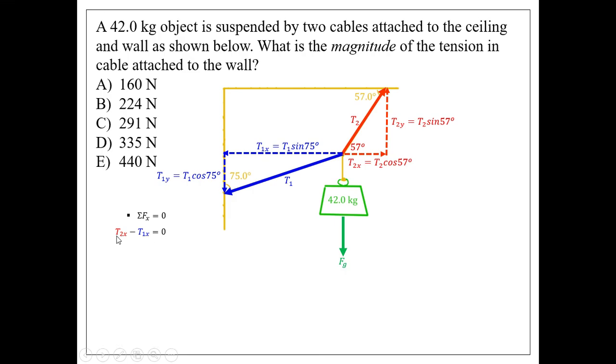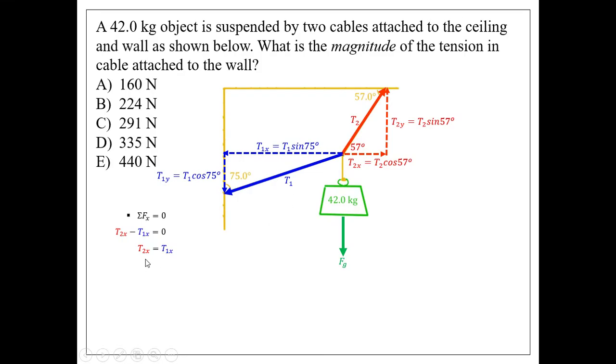So I made a statement: T2x, the one pointing right, minus T1x, the one pointing left, must equal 0. Here I can isolate T2x by moving the negative T1x to the right side, where it changes sign and becomes positive. So T2x is equal to T1x, which makes sense: the system's not moving, so there are only two arrows in the x direction, and the one pointing right must equal the one pointing left. Ultimately though, we're not asked to find either one of these. We're asked to find T1.